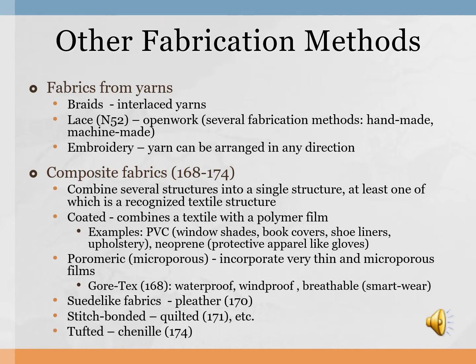So there's coated fabrics, and those are created when a textile has been combined with a polymer film. Examples of this are PVC and neoprene. PVC is used a lot in window shades, shoe liners, book covers, upholstery, so a lot of industrial, more commercial uses. And neoprene is used primarily in protective apparel, like gloves. You're seeing a lot more of these types of fabrics on runways just for the cool factor, just giving something different. And of course there's some function to it as well.